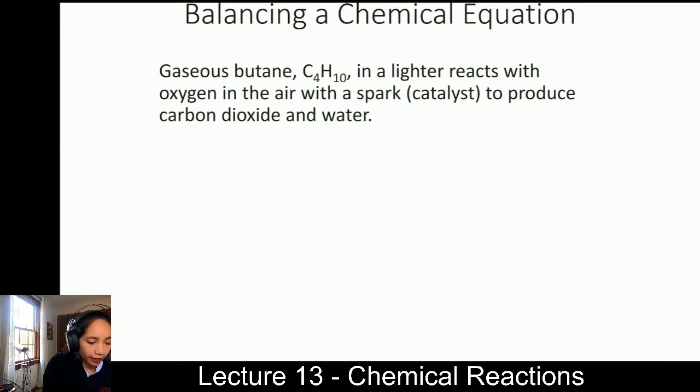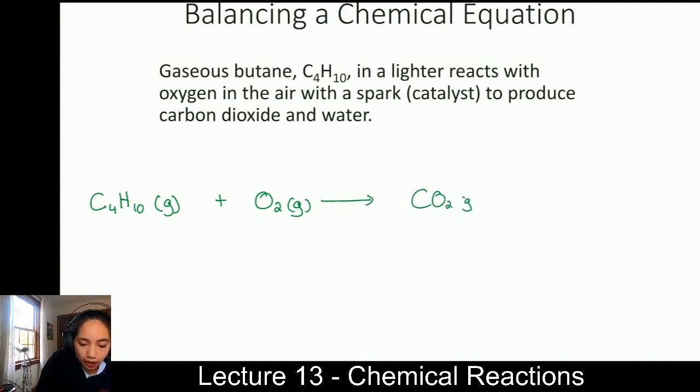So if we write out our chemical equation, we have C4H10, that's butane. It's a gas in a lighter, reacts with oxygen. It's burning. We're burning butane, like in a butane lighter or something. So it's reacting with oxygen gas, and it's producing CO2 and water, just like in our previous combustion reaction example. All right? Okay, so there is our skeleton chemical equation.